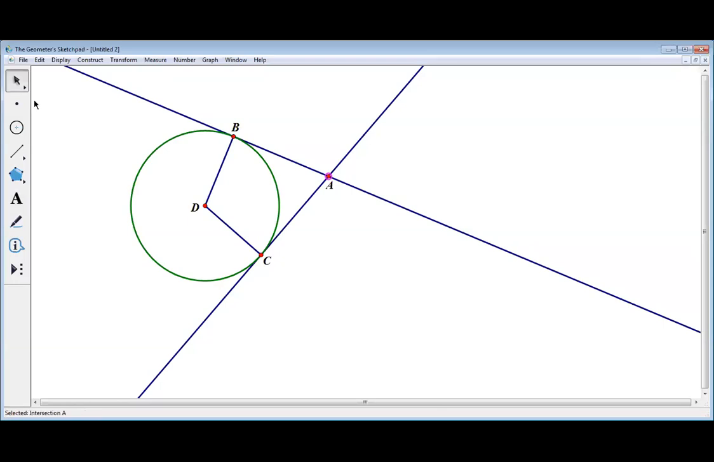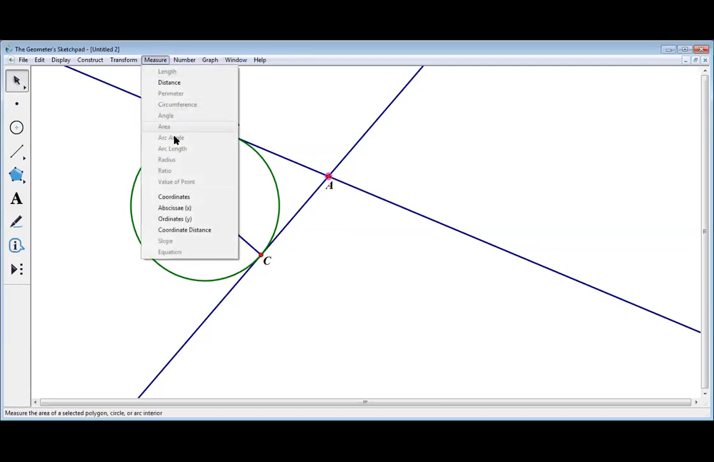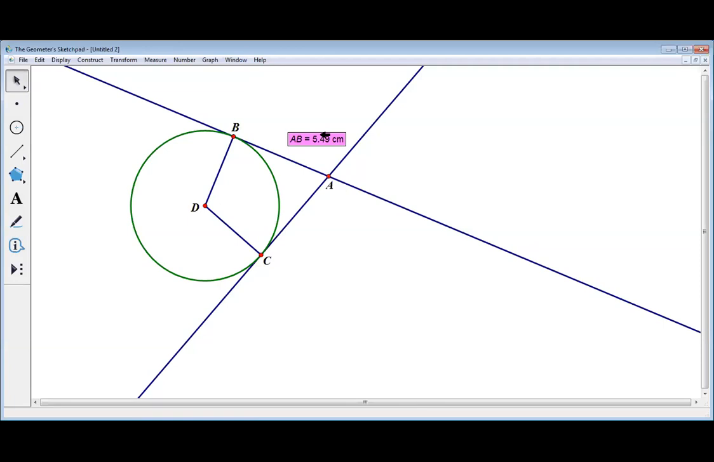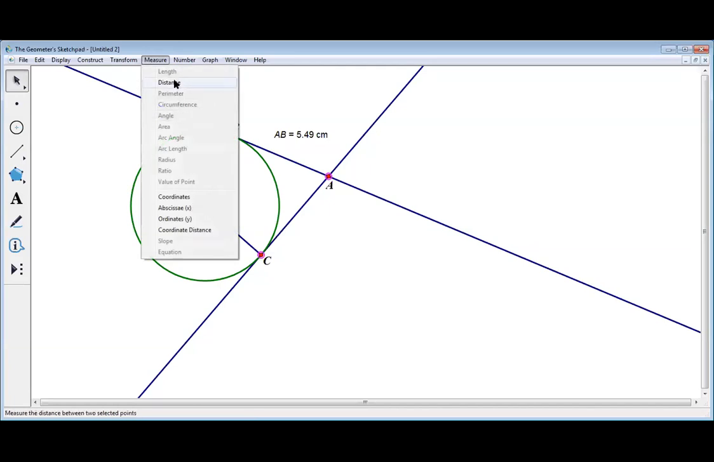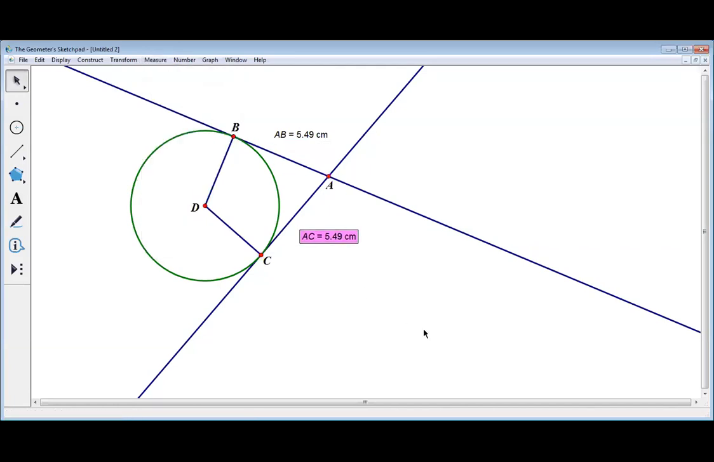And measure the distance from the external point to each point of tangency. So I'm going to measure the length of AB. It's 5.49 centimeters. And what do you think the length of AC is going to be? Wow, also 5.49.